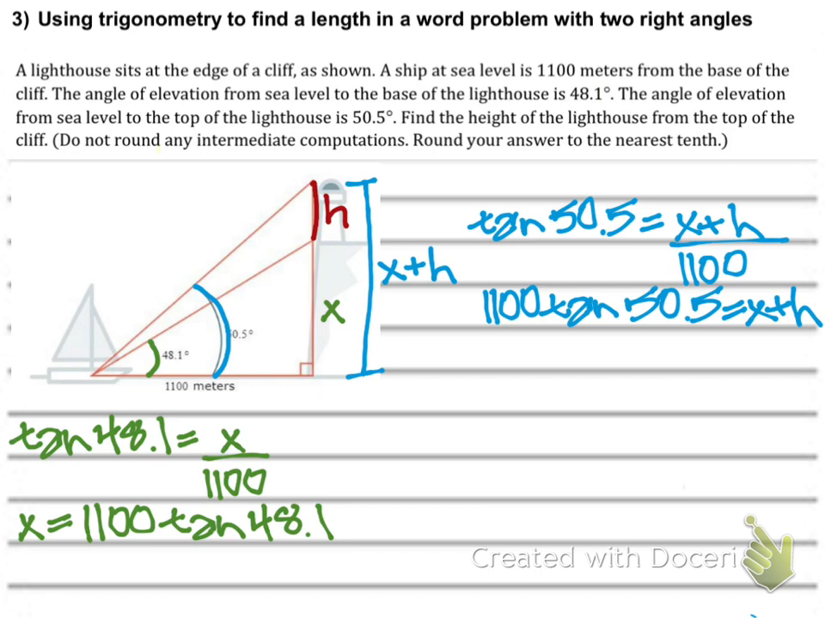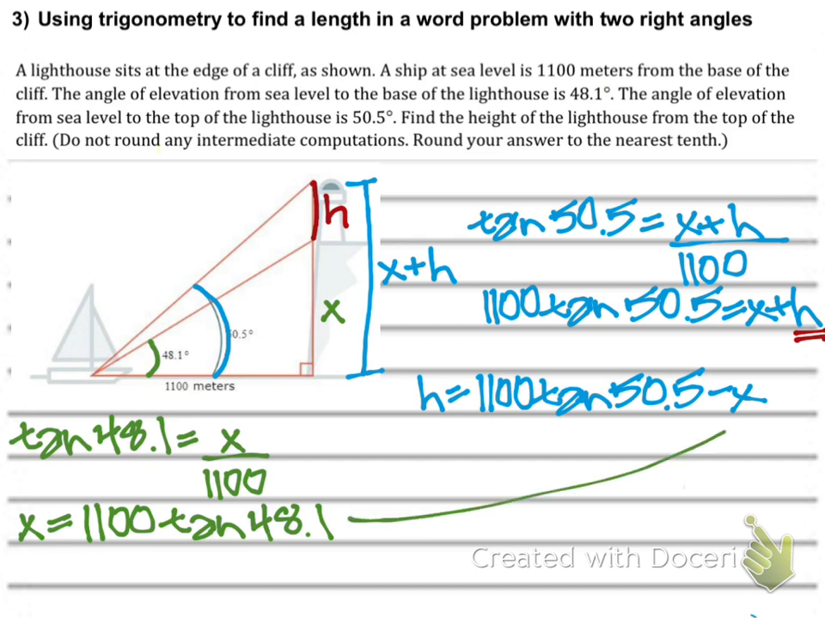is just h, right? So if we solve this for h instead of for x, we will have that h is 1100 tangent 50.5 minus x, right? And we know what x is because we found it a second ago. So we would be doing 1100 tangent 50.5 minus 1100 tangent 48.1.